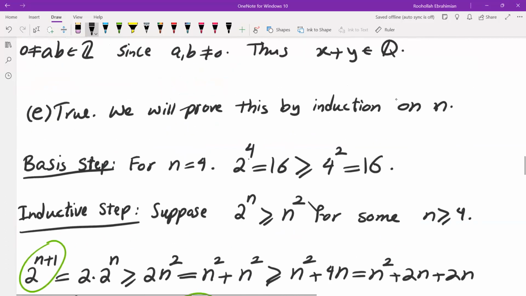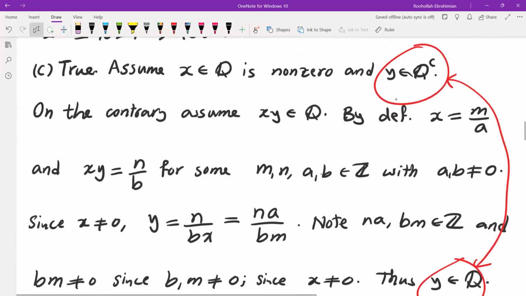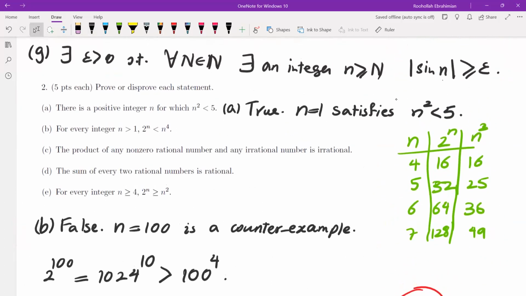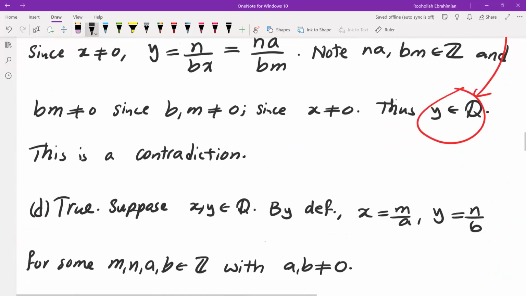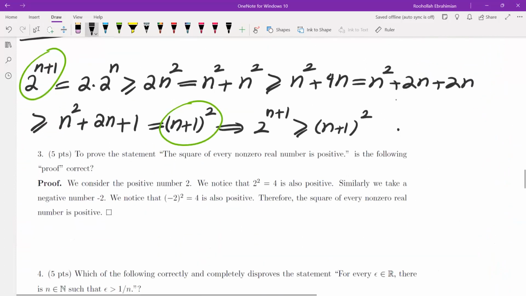Okay. So this second problem had 5 parts. So this would be 25 points. So far, 60 points for these two problems.